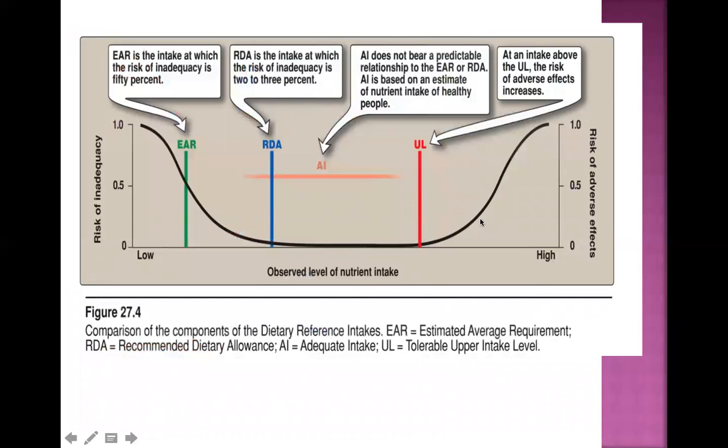Okay, this is a second chart that I really like. It doesn't have as many of the extensive definitions like the other one did, but I like this chart because it includes the EAR. Hopefully you remember that the EAR is based on research and will meet the needs of about 50% of the population, and the RDA is significantly higher than the EAR.